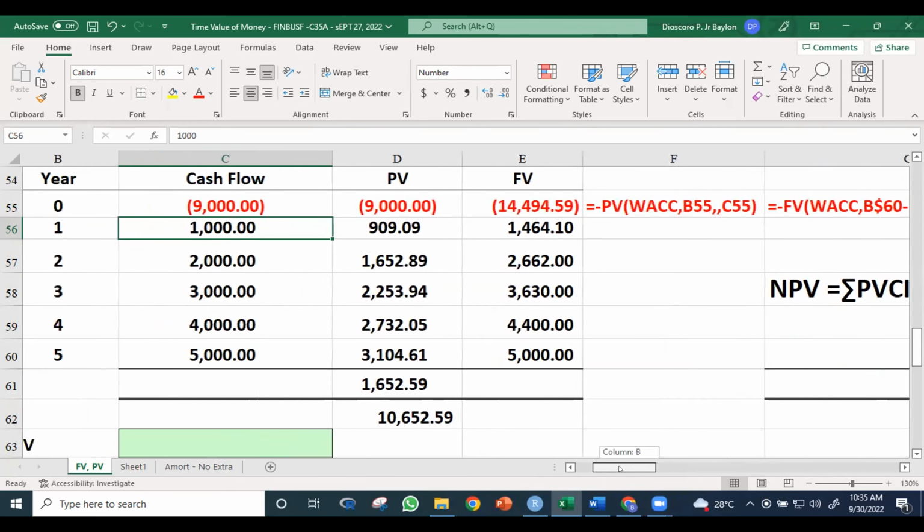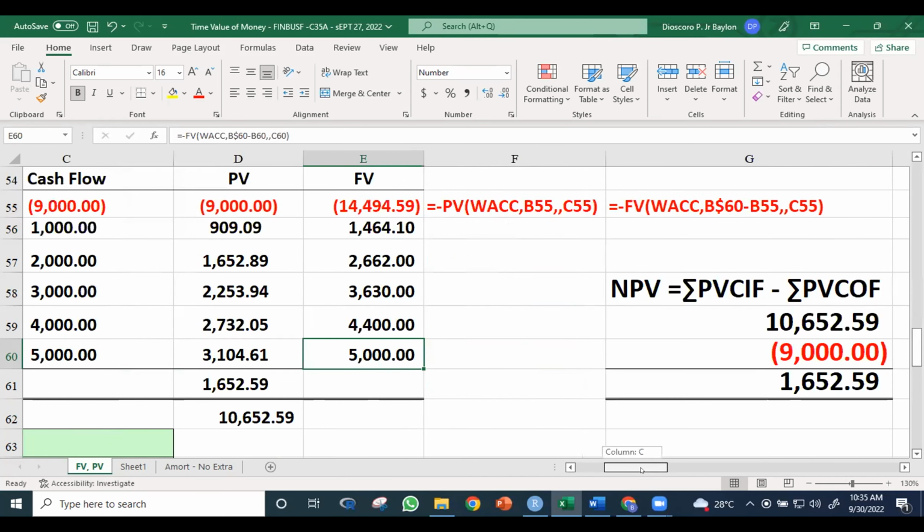How much is 1,000 at year one? Okay, that means in 4 years time. How much is 5,000 on year five? At year five, it's still 5,000. Okay, so we can now add this. Okay, let me just copy this. Okay, so this is now the net future value.